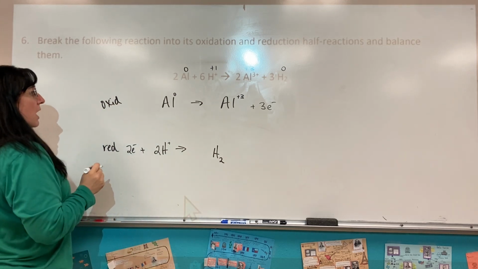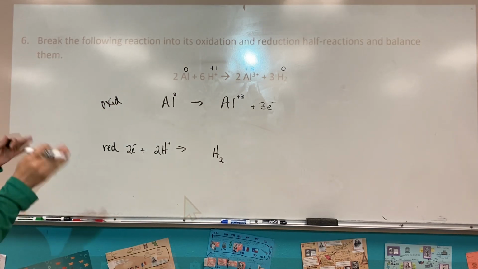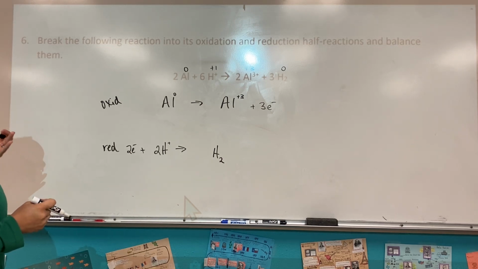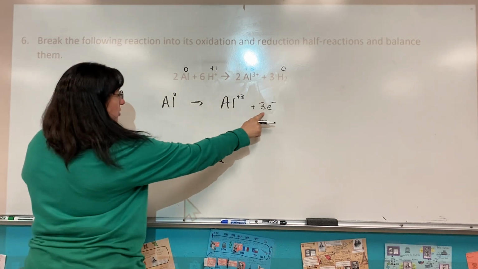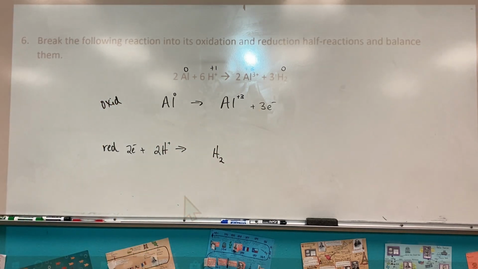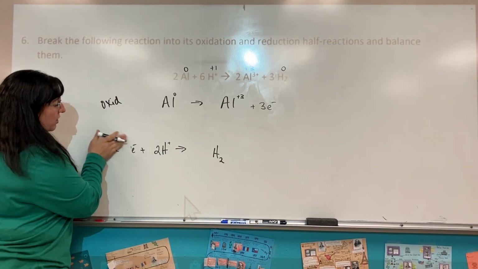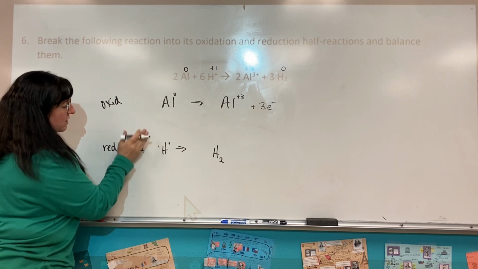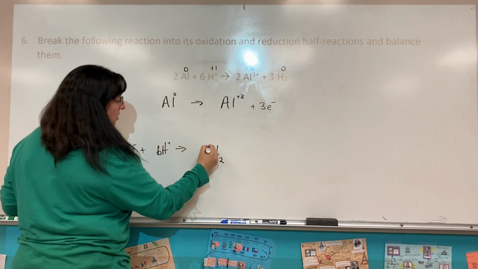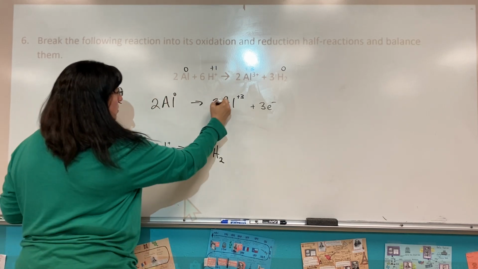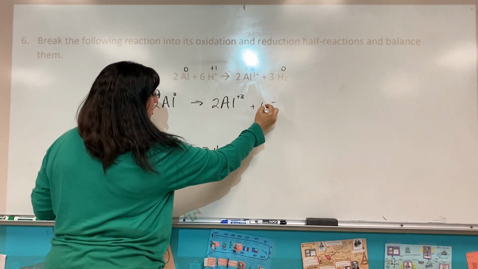Okay, so now that I've got this done, now I want to be able to add them together, kind of like Hess's law. In order to add them together, though, my number of electrons have to be the same. So what do 2 and 3 have in common? 6. So I'm going to multiply everything here by 3. So if I do that, it'll turn this into 6, turn this into 6, and it'll turn this into a 3. I'm going to multiply everything here by 2. So 2 aluminum, and 6 electrons.